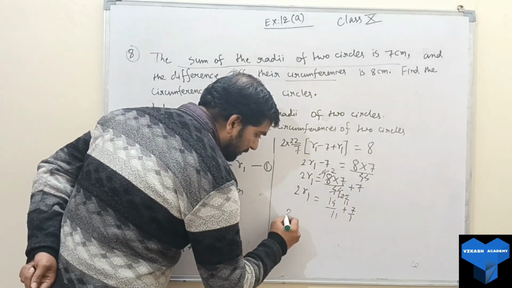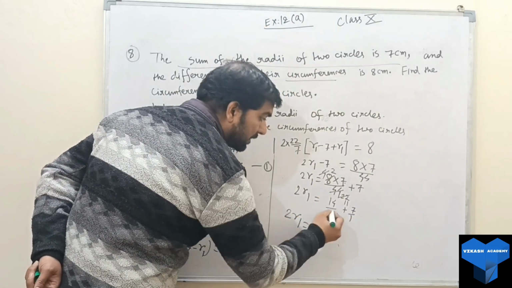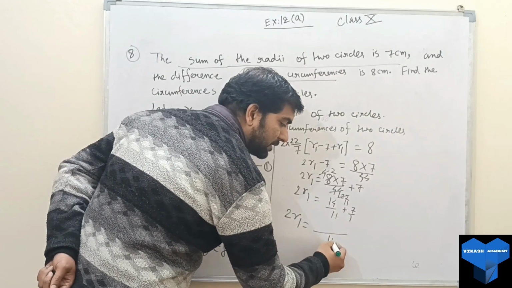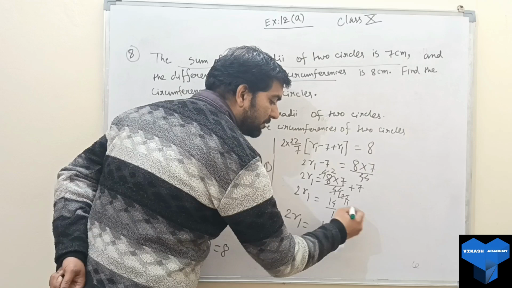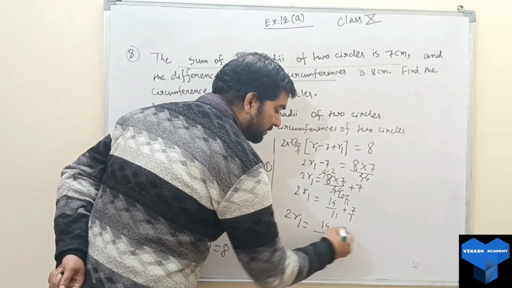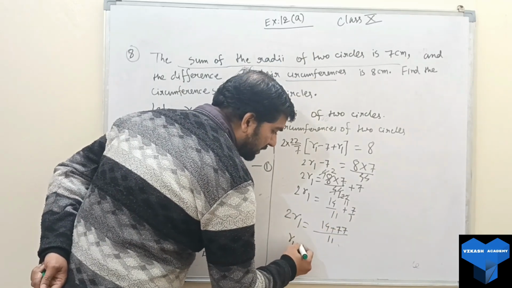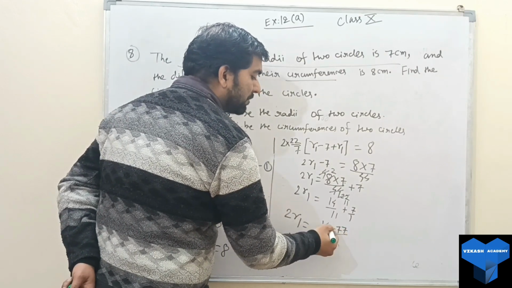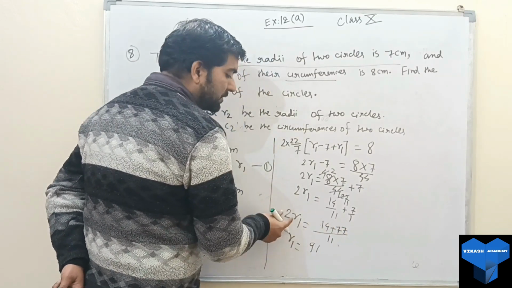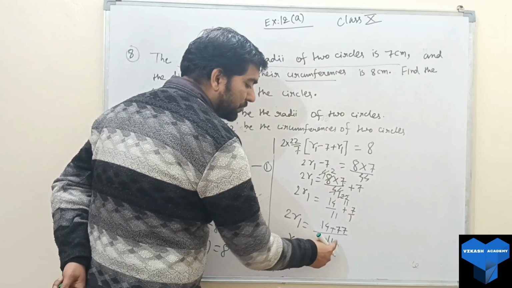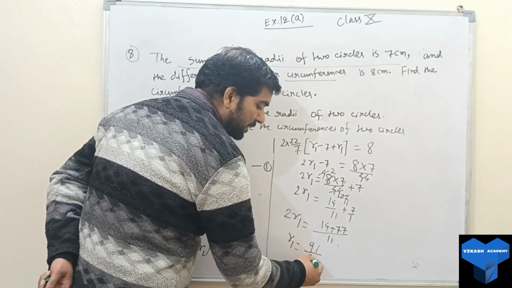I can write here 2R1 equal, LCM will be what? 11. So 11 ones are 11, 14 will be 14 plus 1, 11 is 11, 11 sevens are 77. So R1 is equal to 8, 7 plus 2, 11. 7 plus 1 is 8, 8 plus 1 is 9. And these 2 will go and multiply to 11. So 2 into 11 will be 22.